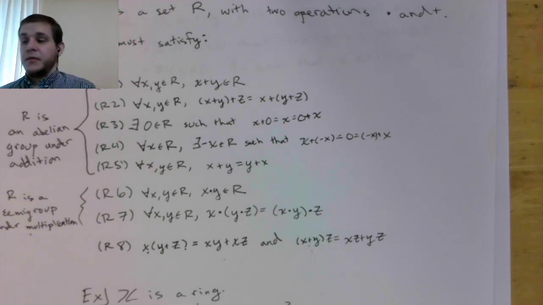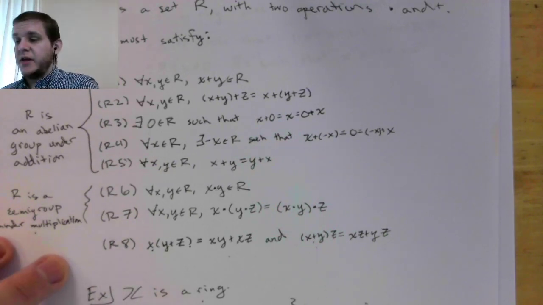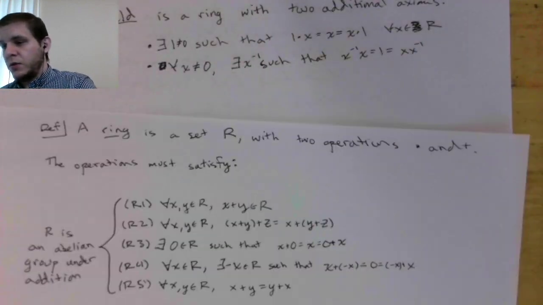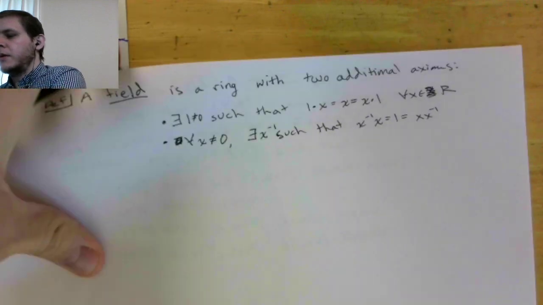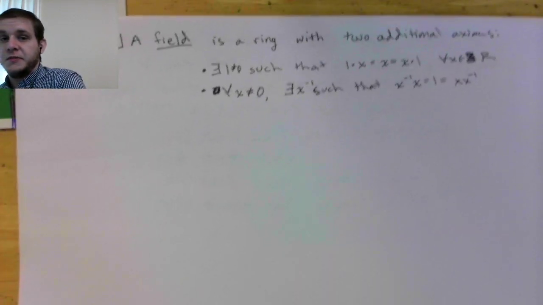Okay, so that's what a ring is, and we've got 2 more definitions, I think. Yep. So our next definition is that of a field. And this one will be the shortest one for our discussion.